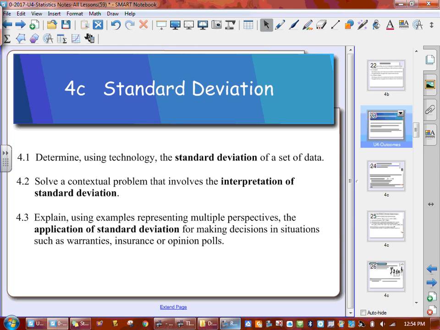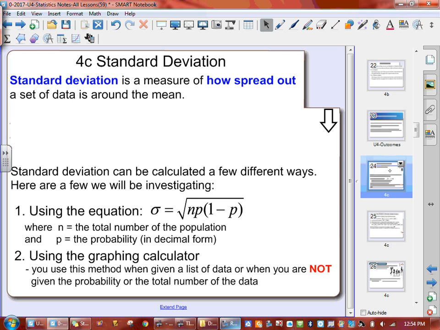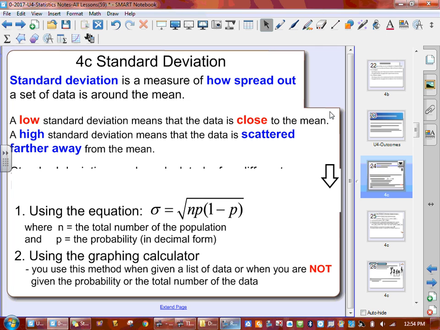Okay, this is lesson 4C, Standard Deviation. So the first thing we're going to do is write down a few things about standard deviation. First of all, you see the definition states that it is a measure of how spread out the data is from the mean. So it's compared to the mean. How spread out is it from the average?